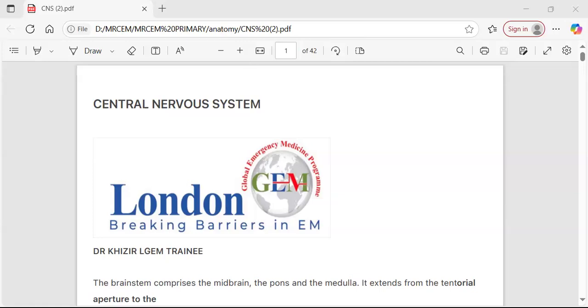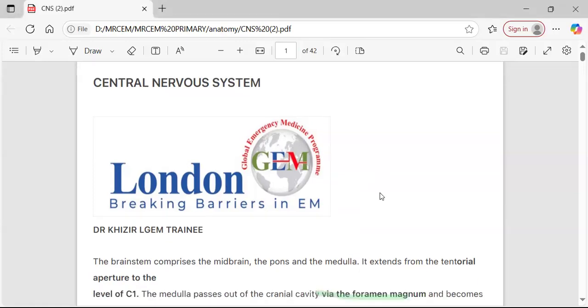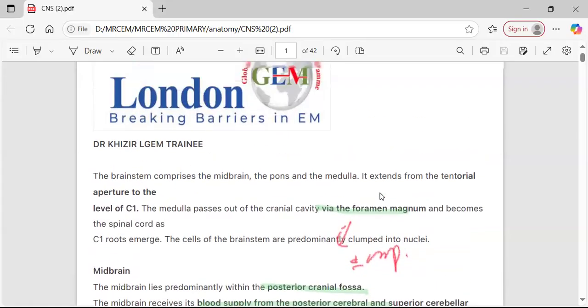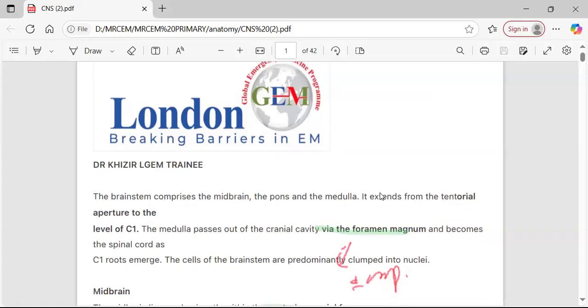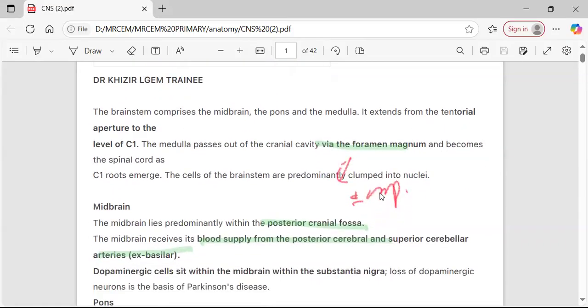Okay, so today we are doing the CNS anatomy. These are my notes I made from American success. That's why I'm asking you to follow it for the exam. If anyone wants to read or study from any book, you are open to study from any book. But as per the MRCEM primary curriculum.